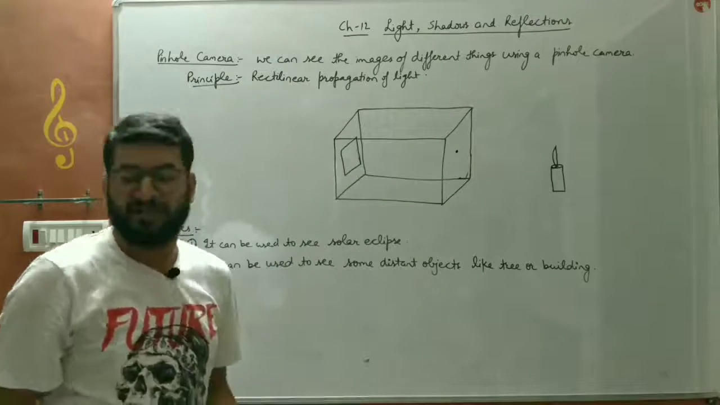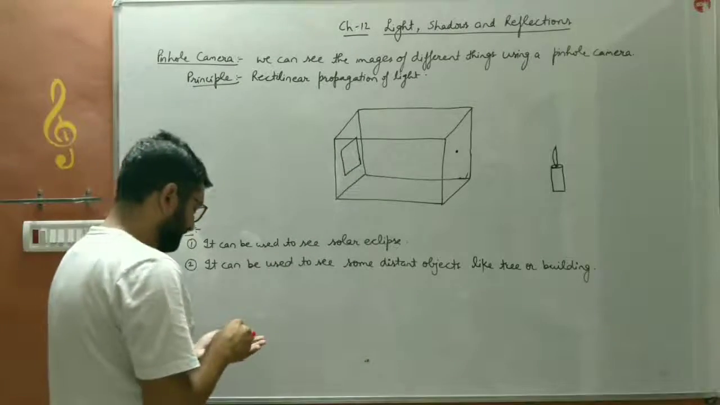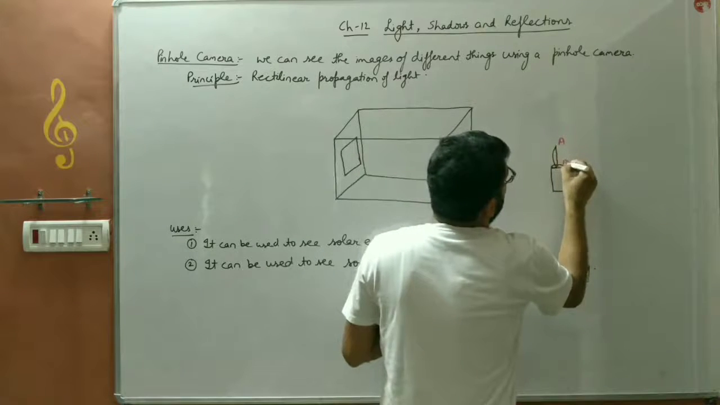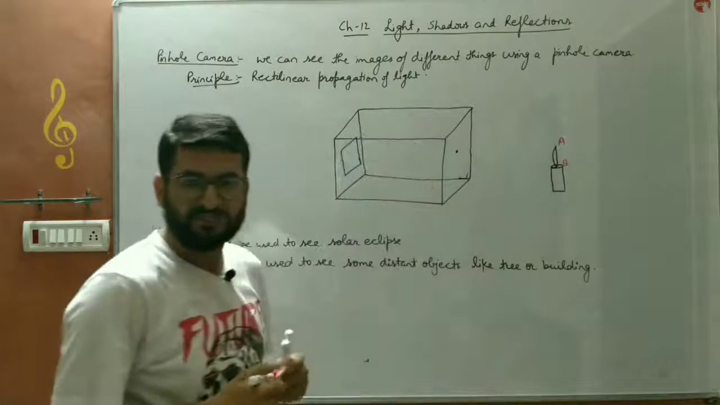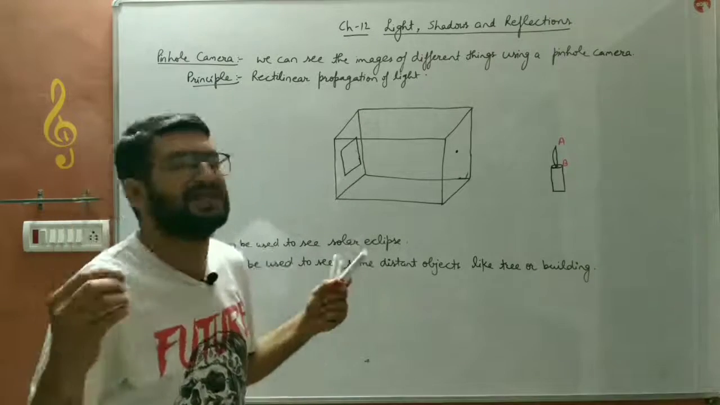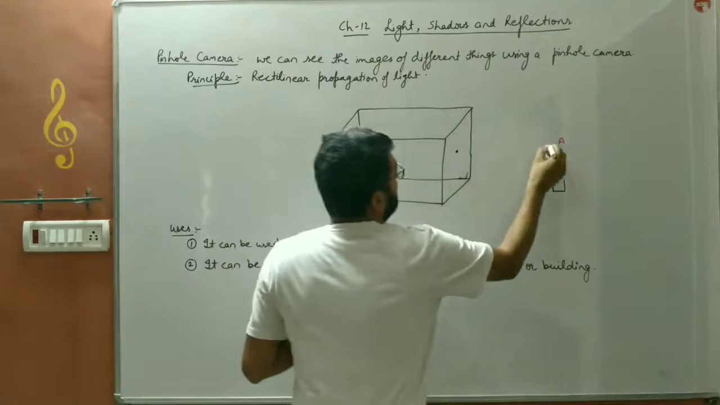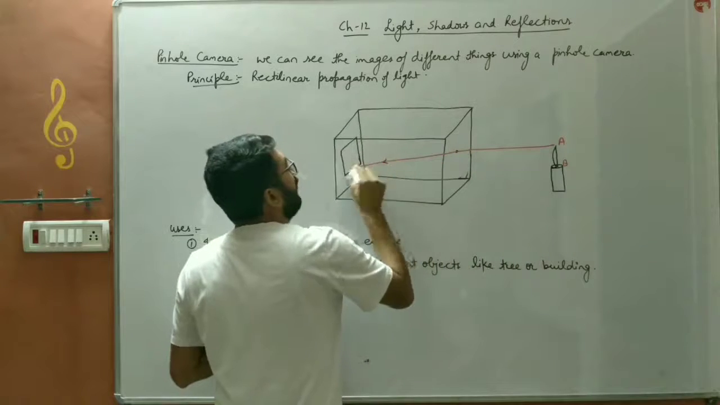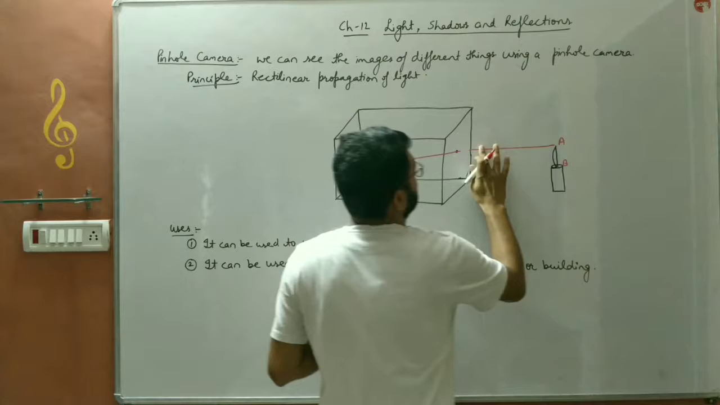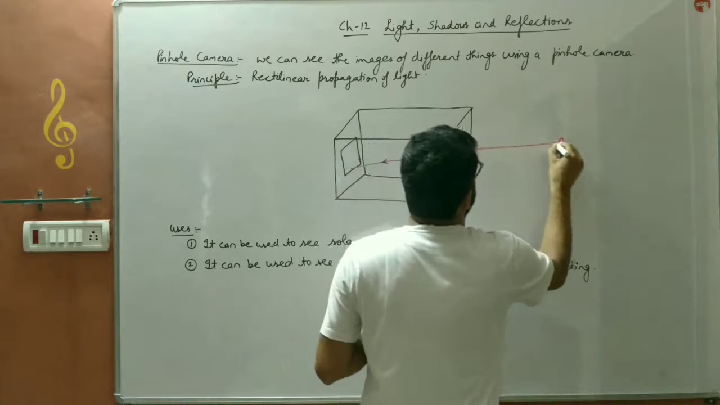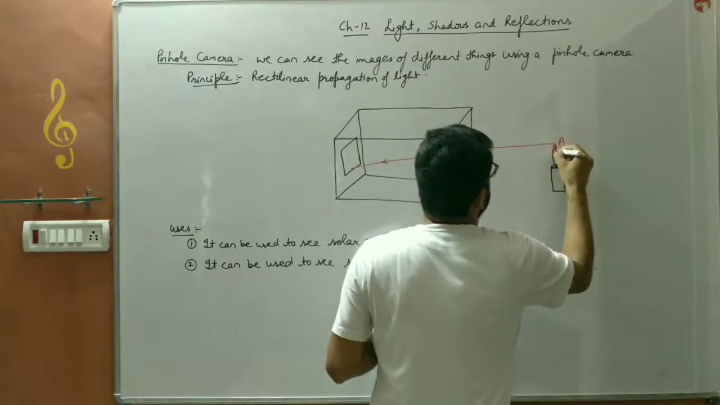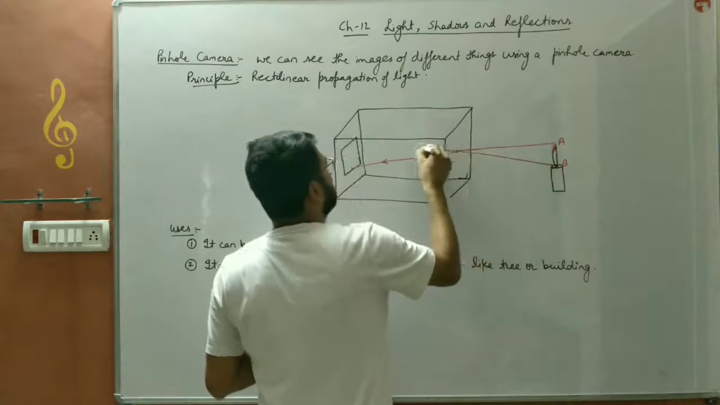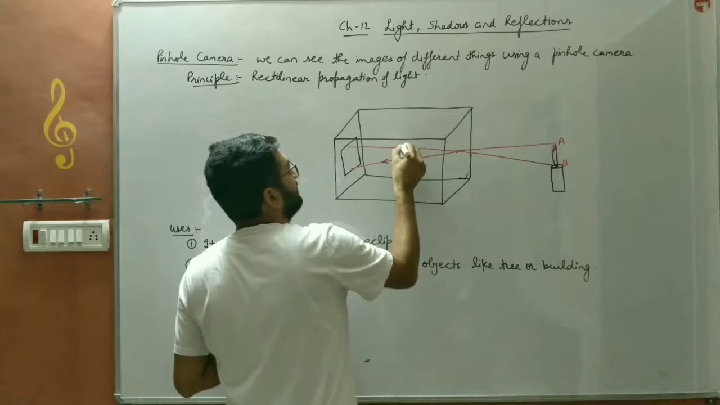Then you will observe, bache, an inverted image of this candle flame, which is referred to as AB. This candle flame we have given a name, bache, and that name is AB. The light from A passes straight and falls on this sheet. The light from B passes straight and falls on this sheet.